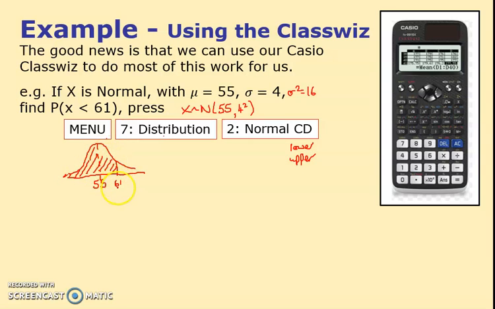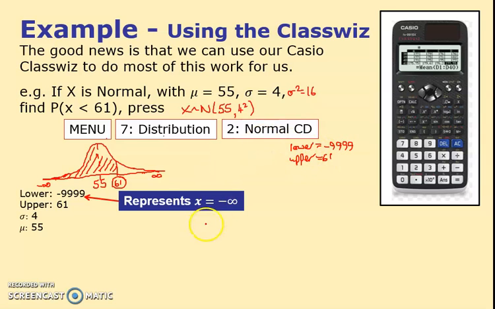So the upper one's easy. You can see it says there, it says 61. So the upper is 61. But the problem one is this lower one. And the trick is to realize that these are meant to go on forever and ever. So all the way to the left, we can consider this to be minus infinity. And all the way to the right, we can consider this to be infinity. Now the problem is you can't type infinity or minus infinity into your calculator. And this time I only want the minus infinity, so I'm going to type this. I just put in a big negative number. I would personally always do minus 9999. So I have written that there.